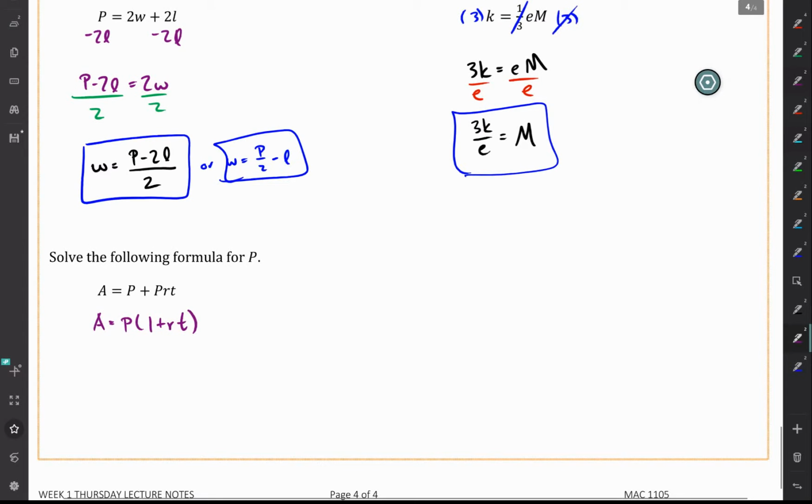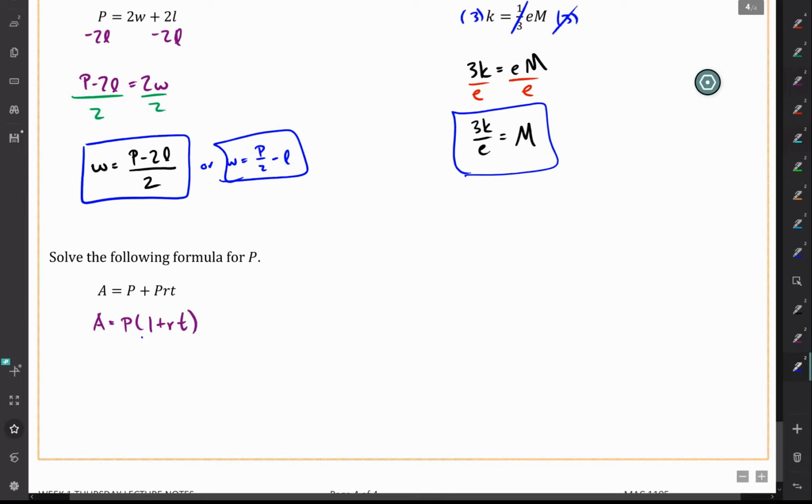And now to solve for p, we just divide both sides by what we just factored. And so we get that p must be equal to a over 1 plus rt. And that's all there is to it.